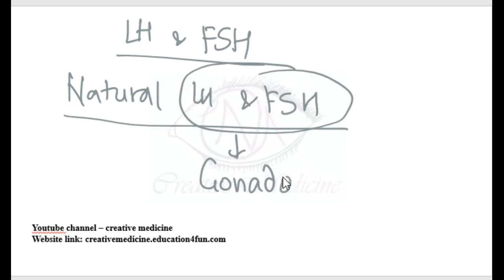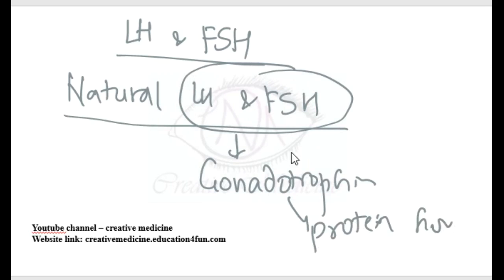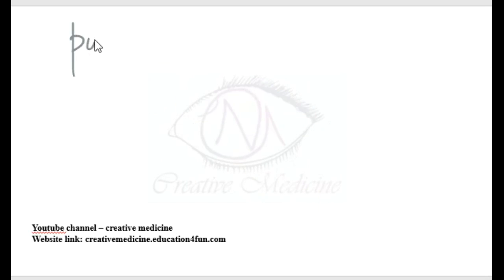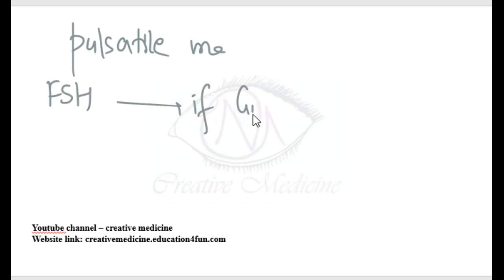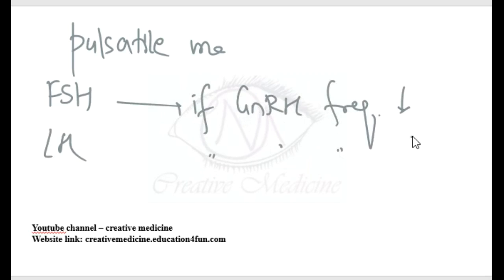They are protein hormones. They have membrane bound receptors and they are released in pulsatile manner from the anterior pituitary. Follicle stimulating hormone is released when the pulse frequency of gonadotropin releasing hormone is low, and luteinizing hormone is released when the pulse frequency of gonadotropin releasing hormone is high.